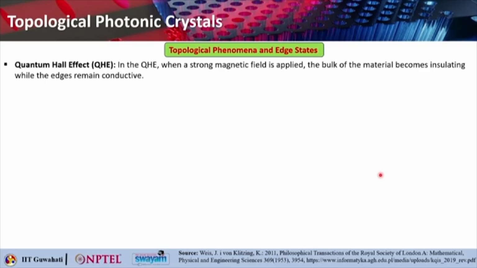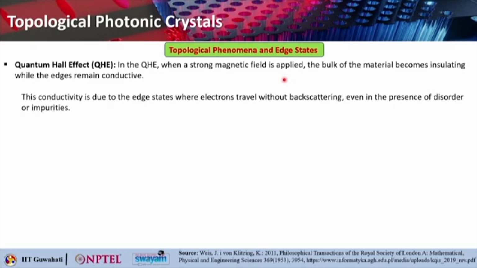Let us go into further details of this interesting concept. So, in the quantum Hall effect, when a strong magnetic field is applied, the bulk of the material becomes insulating, while the edges remain conductive. So, what happens? The bulk of the material is an insulator, but the edges are conducting.